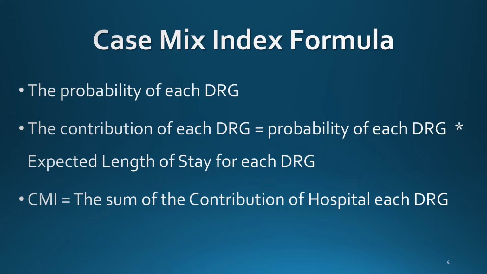So this is the case mix index formula. First is to calculate the probability of each DRG. Second is to calculate the contribution of each DRG, which is the probability of each DRG multiplied by the expected length of stay for each DRG. Finally, we sum up the contributions of each DRG for the hospital, and we will have the value of CMI.